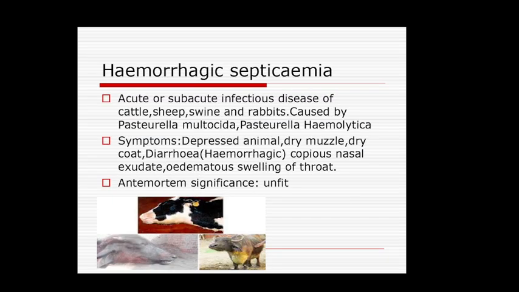Hemorrhagic septicemia is an acute or subacute infectious disease of cattle, sheep, swine, and rabbits caused by Pasteurella multocida and Pasteurella haemolytica. Symptoms are depressed animal, dry muzzle, dry coat, diarrhea, hemorrhagic diarrhea, copious nasal exudate, and edematous swelling of the throat. Here you can see a picture of a buffalo where there is edematous swelling of the throat. There is edema on the throat. Okay, so the antemortem significance is unfit.